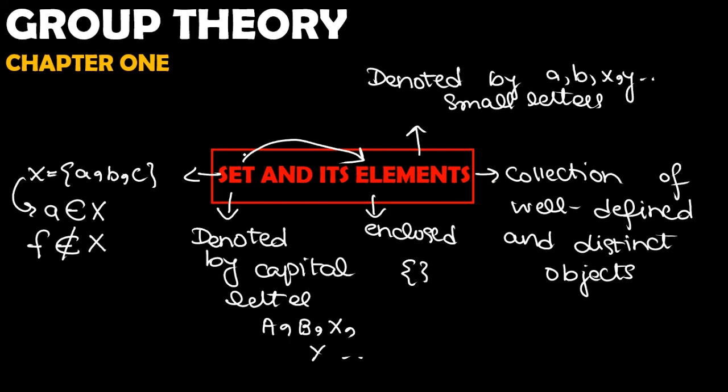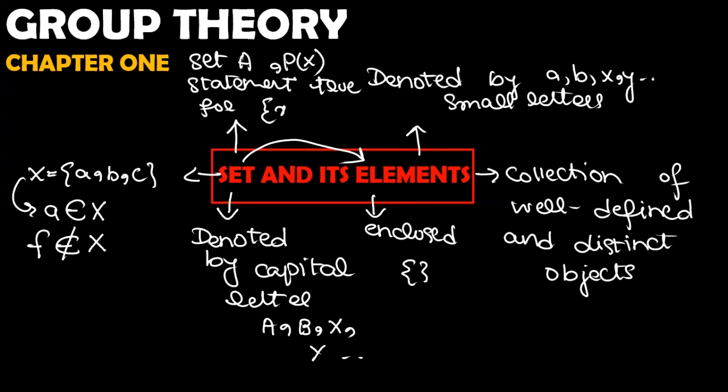If we have a set A and P of x is any statement true for A, then it will be written as x is an element defined as x belongs to A such that P of x. What does this mean? I can explain it like this. If I am talking about the natural numbers x such that x is less than 10, it means I am talking about all the natural numbers less than 10. In this example, we have P of x as all the natural numbers less than 10. It is a statement, right?